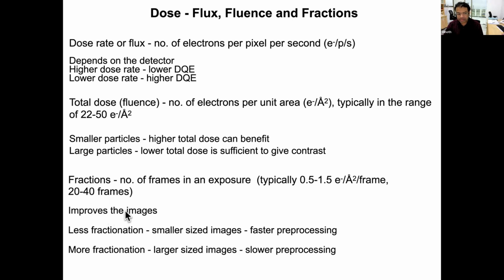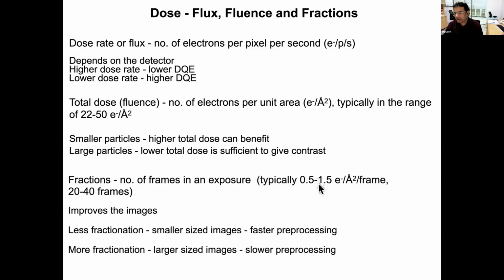This improves the image. So if you do less fractionation, you get a smaller sized image, lower infrastructure. You don't need a lot of storage and you get faster pre-processing. But if you do more fractionation, for example, if you try to do 0.1 electron per angstrom or maybe 80 frames, then you will have larger movie files, slower pre-processing, everything amplifies. You will need a lot more data storage and it kind of slows down. So this again depends on what you are trying to do, and typically this is the range.